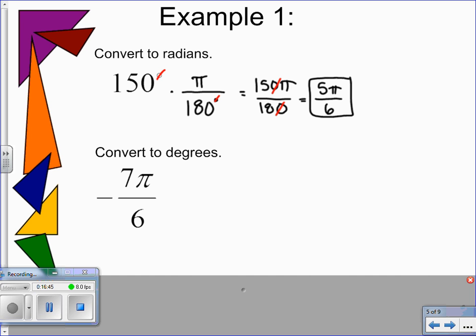Now we want to convert something into degrees. So we'll have negative 7 pi over 6. And again, notice there's no label there. There's no degree there. So we assume this angle is given to us in radians. And if we want to cancel out radians, when we work with our conversion factor, we're going to put radians in the denominator. So that's the pi radians in the denominator and 180 in the numerator. That means that our final answer will have the same units as the numerator, which is degrees. So we'll have degree on that.